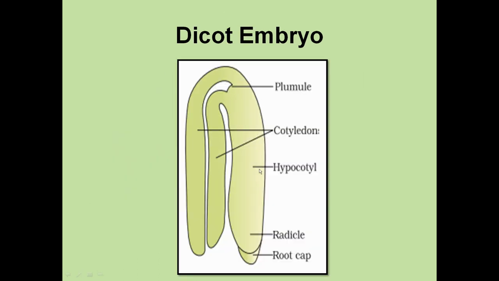Now, have a look at the dicot embryo. You can easily see the plumule section, which is the future shoot, and this is the radicle portion, which is going to form the future root system. And this is the hypocotyl region, and two cotyledons are quite distinct in this diagram.